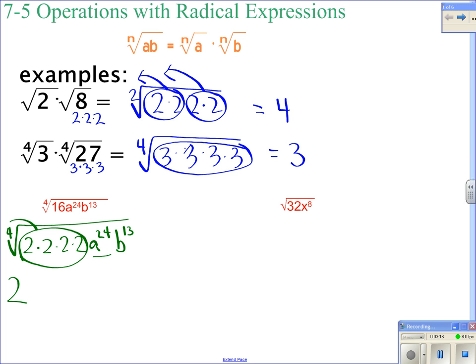6. Okay, so we have a to the 6th power. And how many groups of 4 are right here? There are 3 groups of 4, but there's some left over on that one, right? How many b's are left? Okay, so there's 1 b left underneath here, but don't forget to put that 4th root on the outside. So that is the simplified version of that radical.